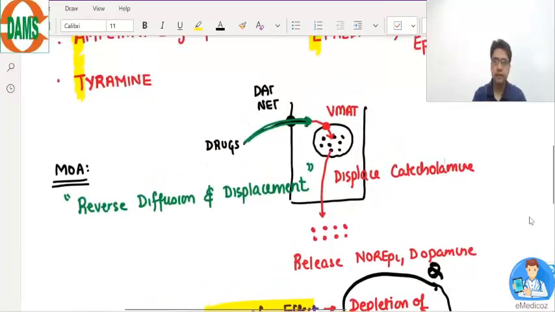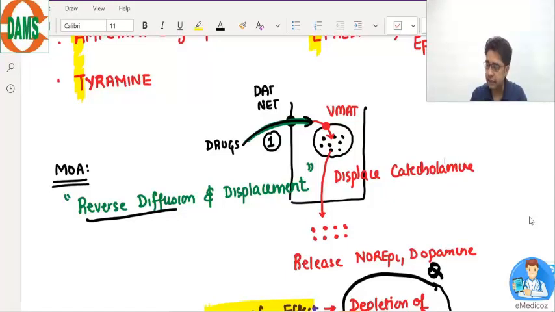So, I'll just repeat what is the mechanism of action. These drugs will enter into the nerve ending, which is known as reverse diffusion. Then they go inside the vesicles by VMAT transporter and they displace catecholamine. Because of displacement of catecholamine, these catecholamines like norepinephrine, dopamine will be released.